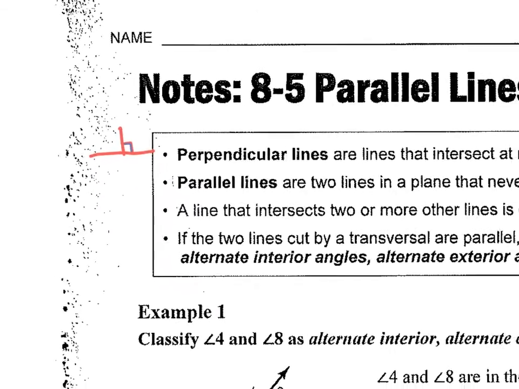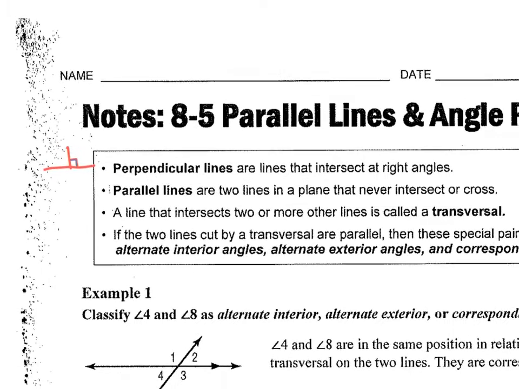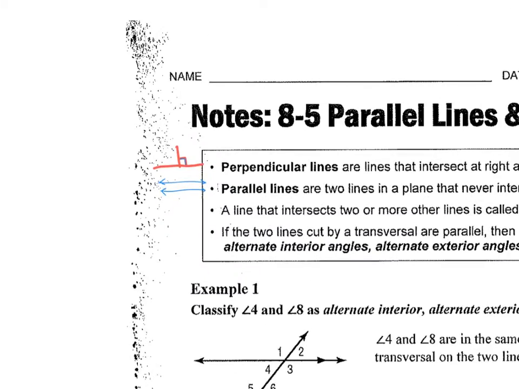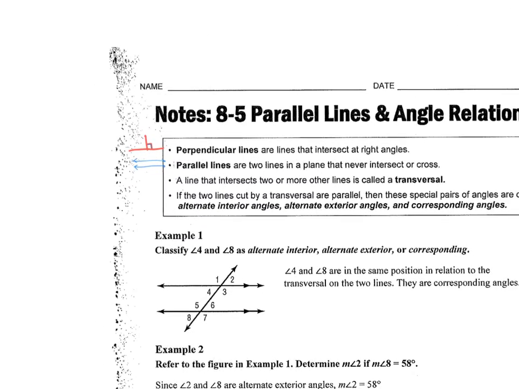Parallel lines are two lines in a plane that never intersect or cross. So two parallel lines would be a straight line and a straight line that go on forever and do not cross. These others, we're going to define these as we go.